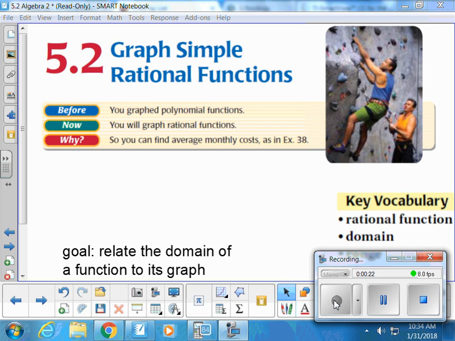Who's excited about hyperbola? Woo! Hyperbola, yeah!